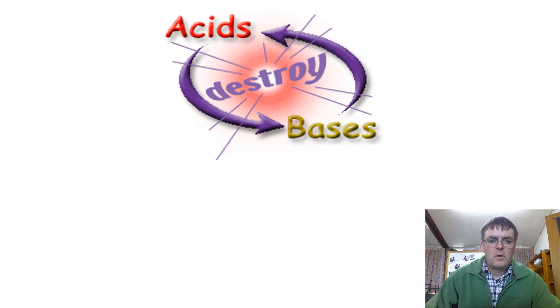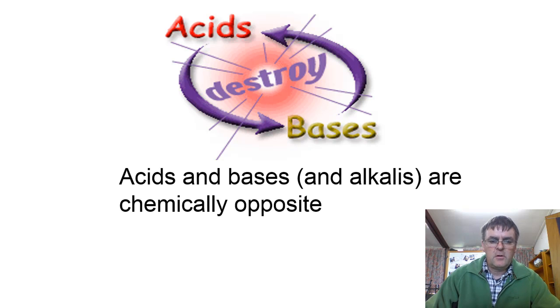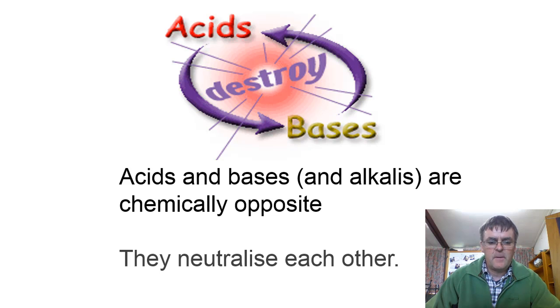So we met before the idea that acids destroy bases, bases destroy acids. They're chemical opposites. They neutralize each other. It's part of being chemical opposites. Opposites cancel each other out. The bases cancel out the acid effect, and the acids cancel out the base effect.